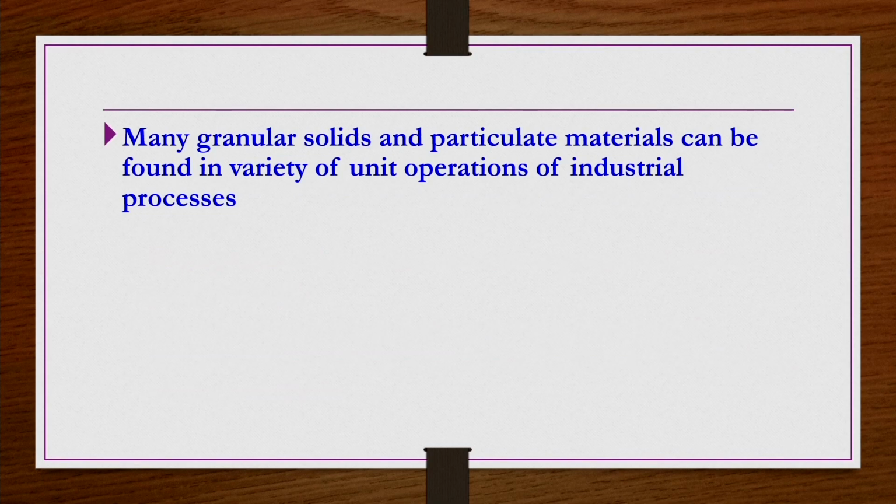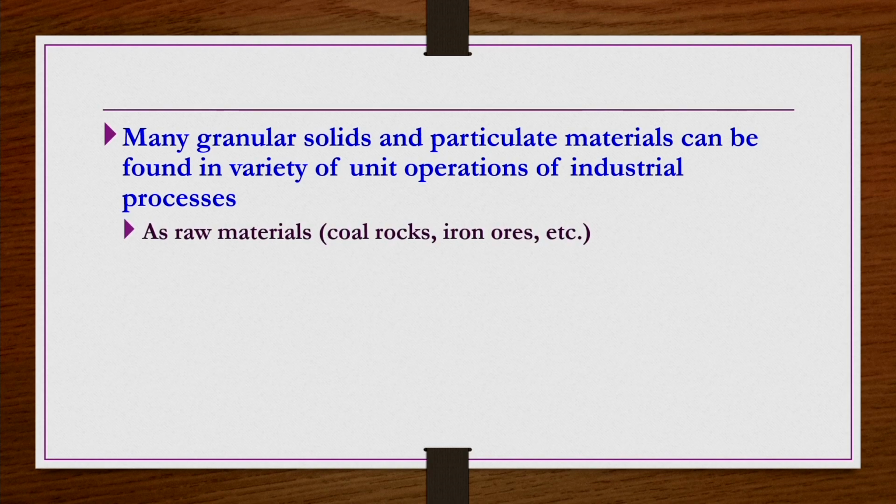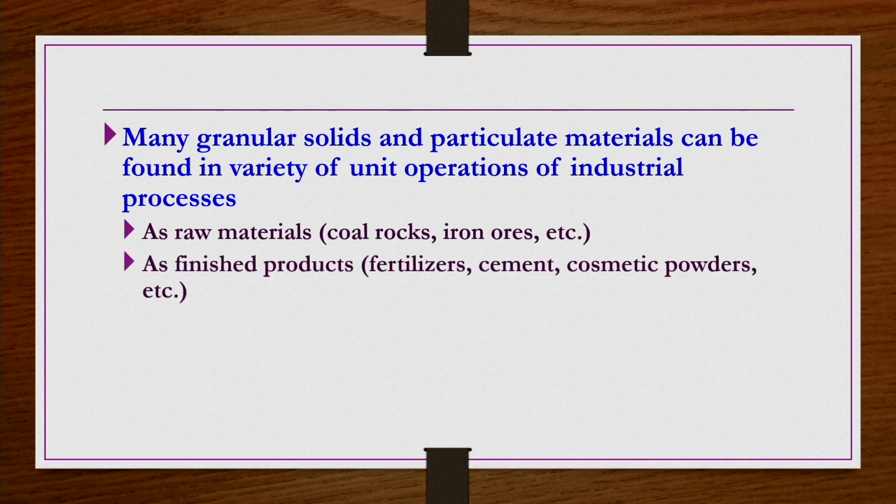Further, many granular solids and particulate materials can be found in a variety of unit operations of industrial processes and material processing industries. They may appear as raw materials, or as finished products such as fertilizers, cement, cosmetic powders etc. Because of this, we need to study the details of the transport of these granular solids, and not only transport, but also their processing, because they occur in many material processing industries either as raw materials or as finished products.